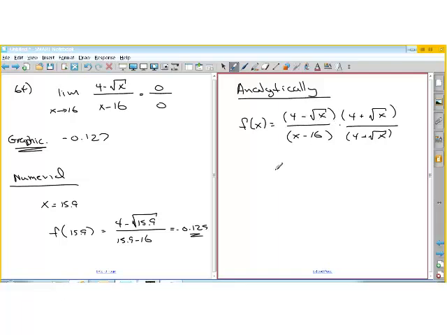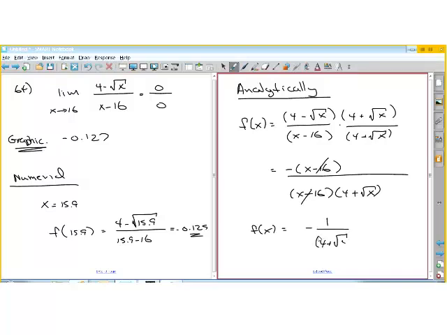Okay, so when you multiply the numerator out, you get 16 minus x. 4 times 4 is positive 16. Negative square root of x times positive square root of x is negative x. The denominator is x minus 16 times 4 plus the square root of x. So these are almost identical. If I factor out a negative 1, the numerator could be negative x minus 16. So then they cancel out. So f of x is negative 1 over 4 plus the square root of x.